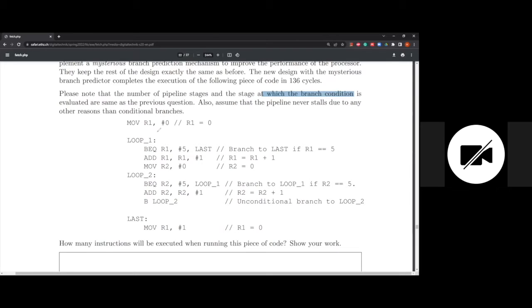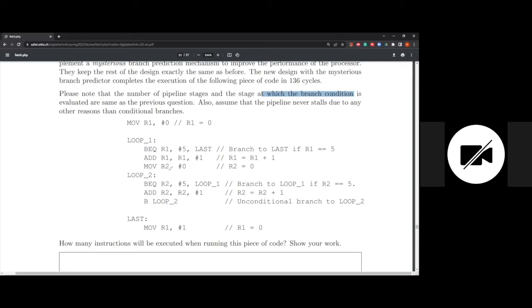So this first instruction just writes 0 to R1. And then there's a branch that will jump to last when R1 is equal to 5. So initially R1 is not equal to 5, it is 0. So we move on to the add instruction. The add instruction adds 1 to R1, and then we move to the next instruction.